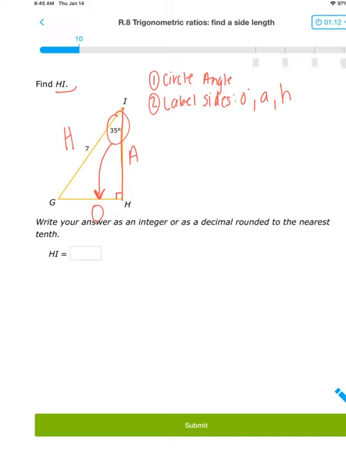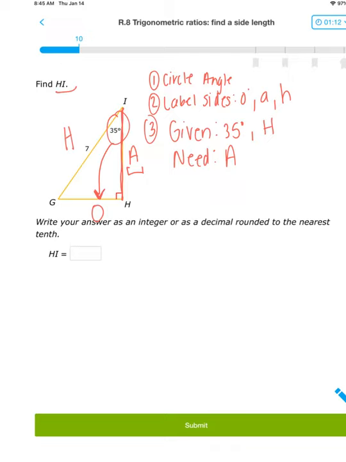So I've got my sides labeled. That's honestly the most important part. We want to make sure we can label our sides correctly. Then I'm going to write out what I'm given and what I need. So what am I given in this problem? I'm given the angle and I'm given the hypotenuse. What I'm looking for is HI, and I can see that I labeled that A, so I need A.